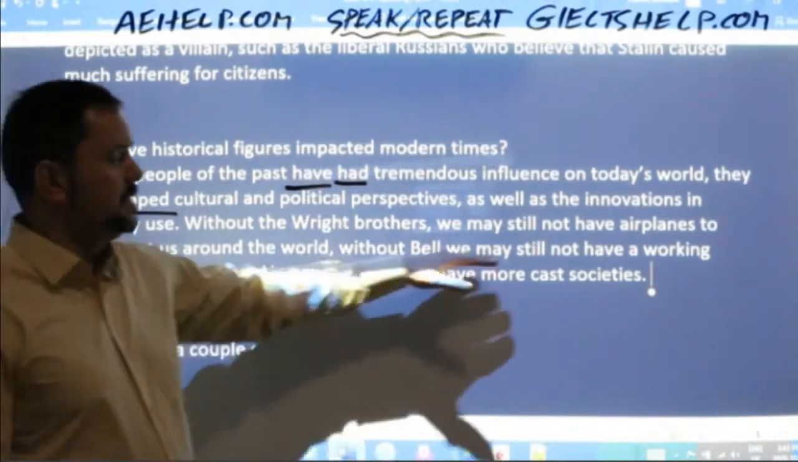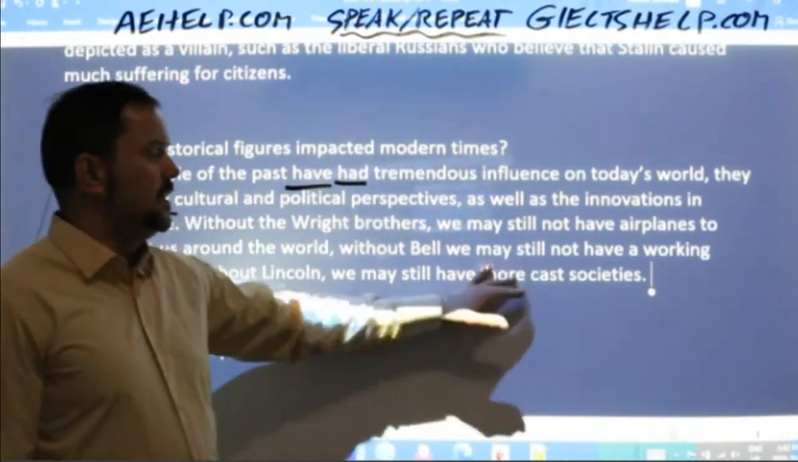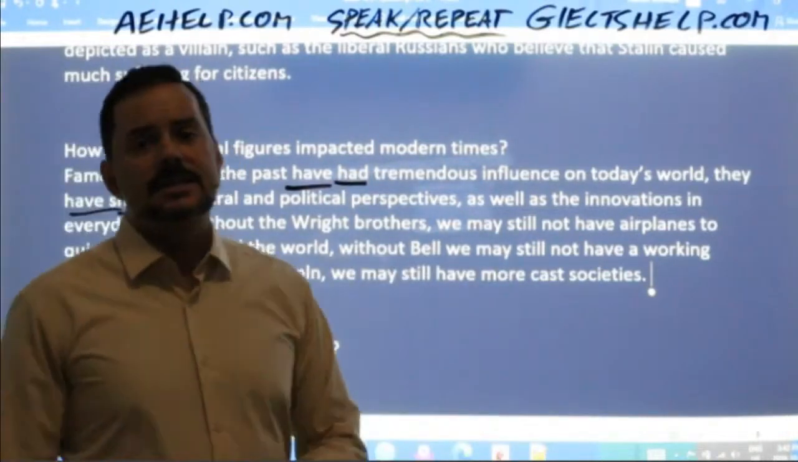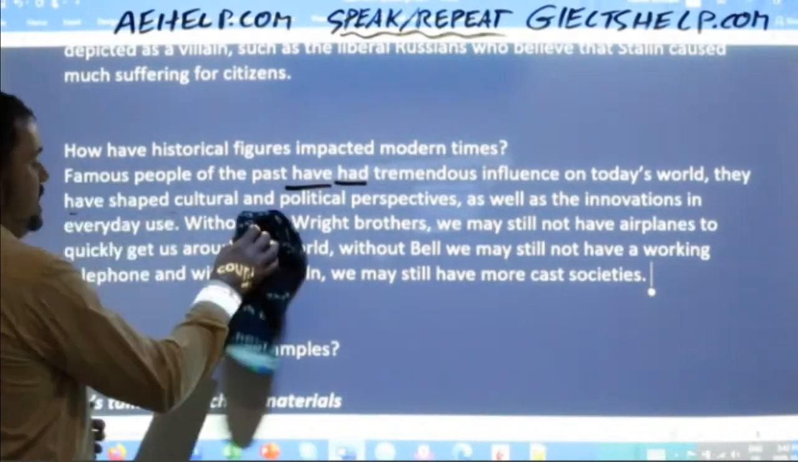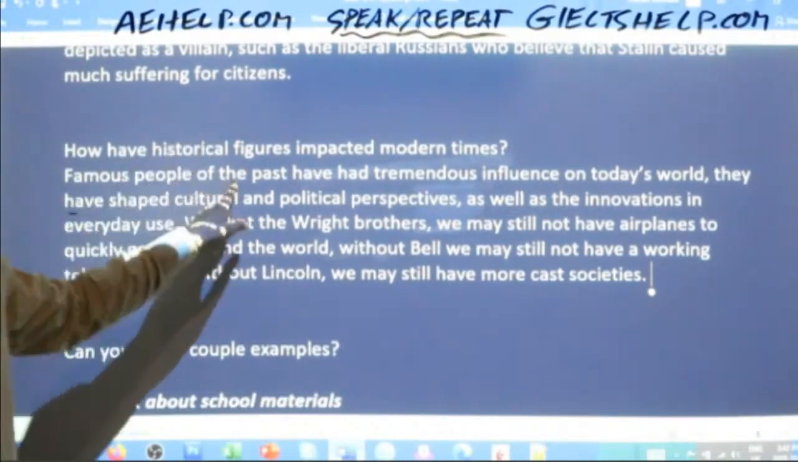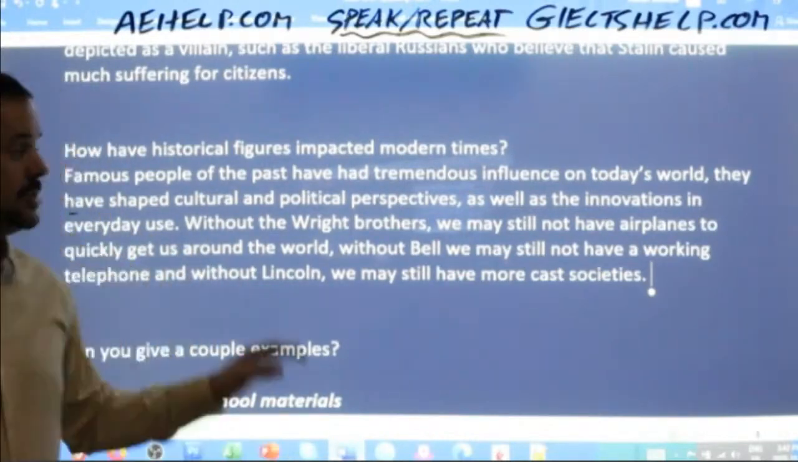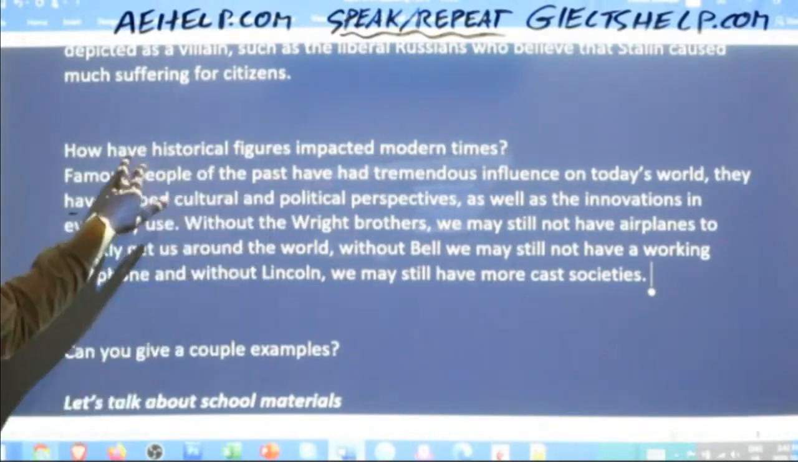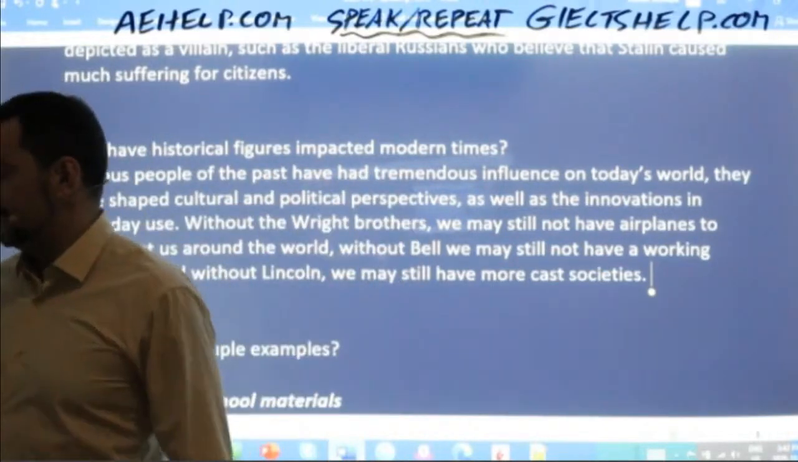Without the Wright brothers, we may still not have airplanes to quickly get us around the world. Without Bell, we may still not have a working telephone. And without Lincoln, we may still have more caste societies. Okay? All right, so answer, explain, example, use the grammar of the question, use the question in your answer. That's another reason why it's important to use the question in your answers, not only to stay on topic, but also to remind you of the importance of the grammar in the question that's being reflected. Okay, so keep that in mind.